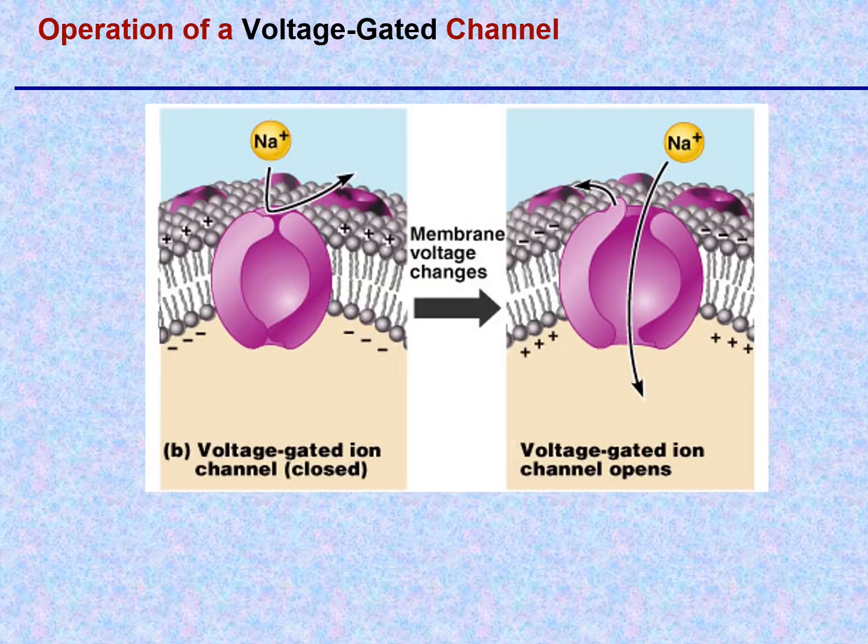And here's an example of that, where you have the inside negative and a sodium voltage-gated channel is closed, and then as the inside becomes less negative, more positive, that's the truth of it. It doesn't become positive, it becomes closer to positive, less negative. Then it hits the threshold, it opens, and sodium, of course, will rush in when a sodium channel is open because the concentration of sodium is so much higher on the outside.